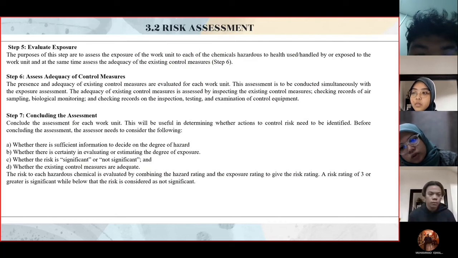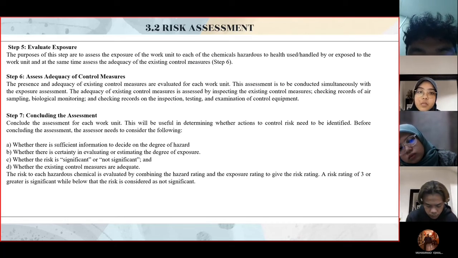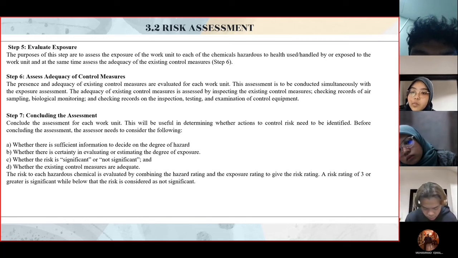Risk assessment. Step 5. Evaluate exposure. The purpose of this step is to assess the exposure of the work unit to each of the chemicals hazardous to health used, handled by, or exposed to the work unit, and at the same time assess the adequacy of the existing control measures.